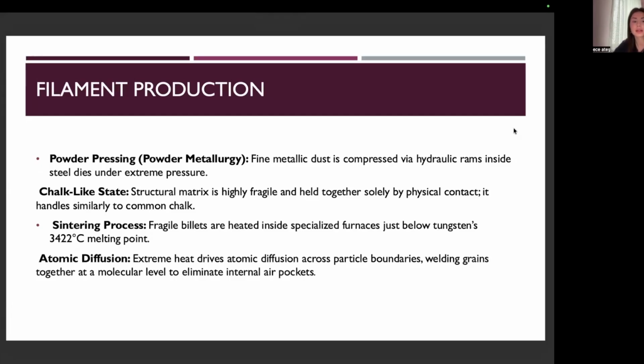To increase strength, the billets undergo a process called sintering. During sintering, the material is heated to temperatures just below tungsten's melting point of 3422 degrees Celsius. The extreme heat causes atomic diffusion between particles, creating strong bonds and eliminating internal air pockets. As a result, the material becomes much denser and stronger, making it suitable for further mechanical processing.